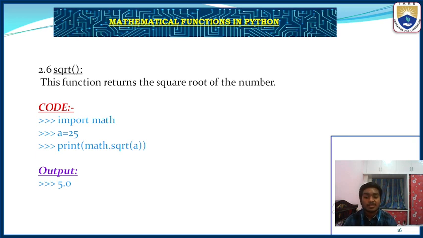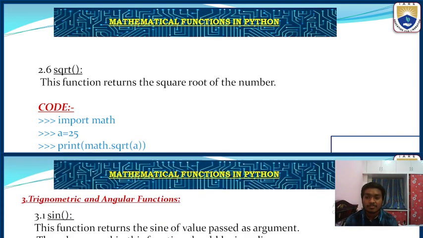Next function is square root. This function returns the square root of a number. Everybody knows about the square root. Import math first. Next, a equal to 25. Now we need to give the input. Print math dot sqrt of a. If we do not give the input, in the place of a we need to write the number. Square root of 25 is 5. This function also prints the value in the float.